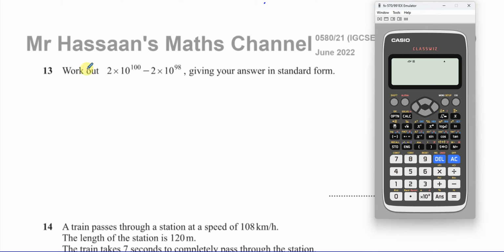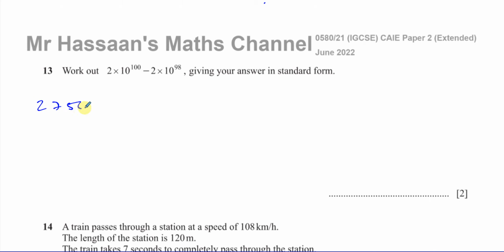Now, when you're adding and subtracting numbers in standard form, think about what you're actually doing when you're adding and subtracting numbers. For example, if I'm adding 2,756 and 384, I'm adding the numbers which are in the same place value positions. So I'm adding the units with the units, the tens with the tens, the hundreds with the hundreds, the thousands with the thousands, and so on, and then I can proceed.